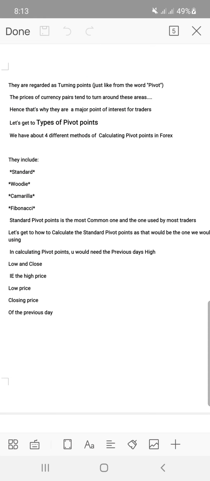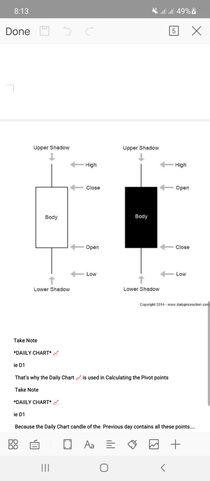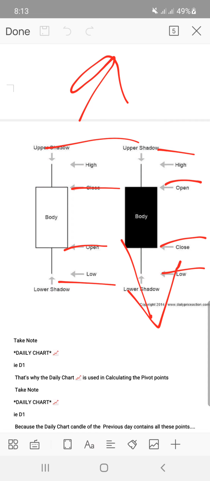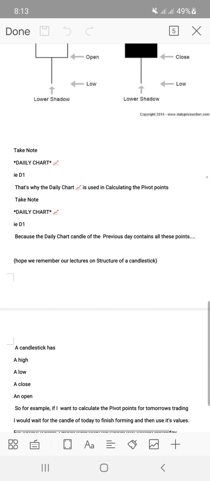You understand? So I've already explained all these things before. When I say this is the open, the close, the low, the high. If the market is buying, then this is the open, the close, the low, high. The market is selling, right? I've already explained all these things before.